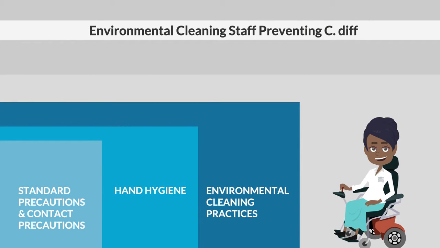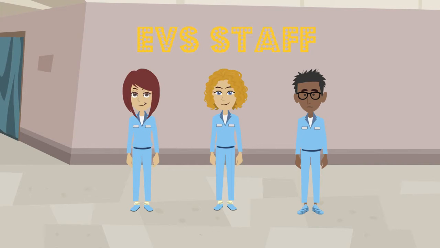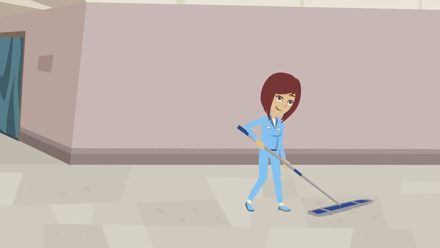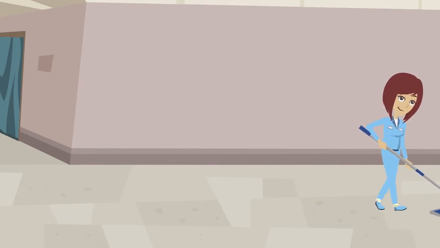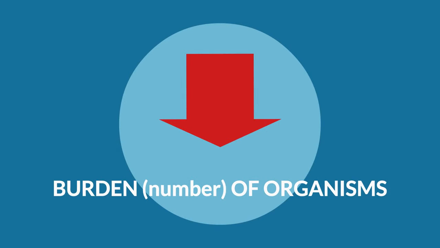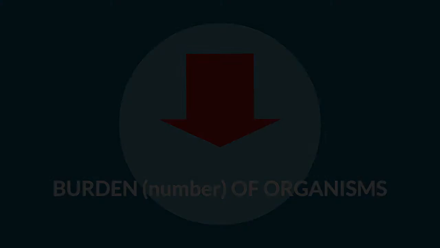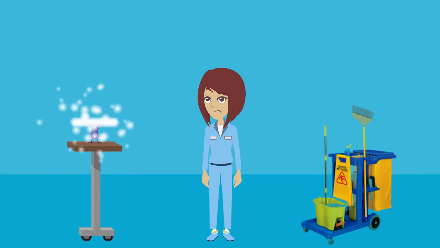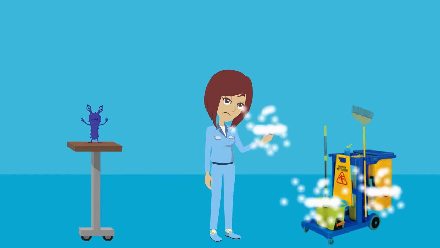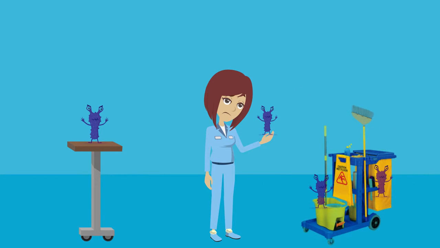Environmental cleaning practices for C. diff prevention and control. Now, let's look at the role of environmental cleaning. Daily cleaning and discharge room cleaning is very important. The more often the frequently touched surfaces are cleaned, the lower the burden of organisms will be. The overall cleaning techniques used by environmental cleaning staff are important to prevent cross-contamination.